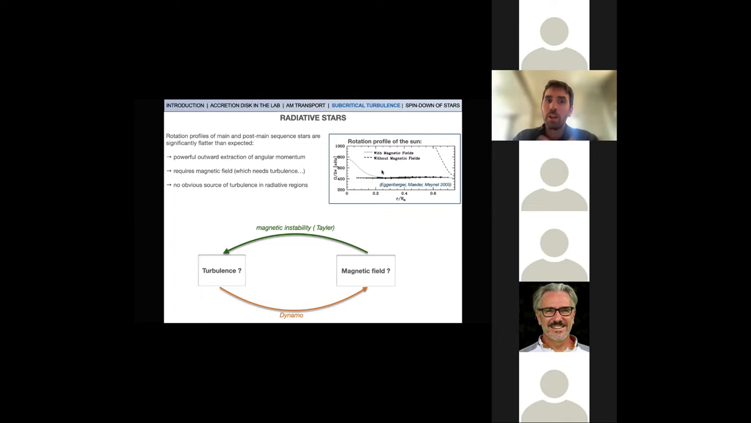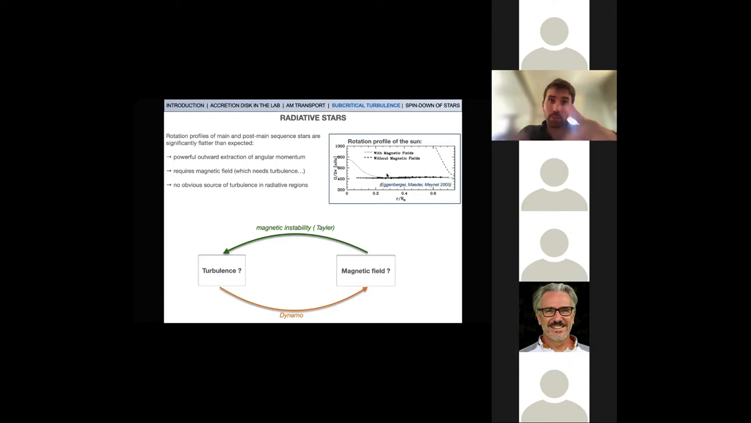Now, as I said just previously, there is this appealing scenario where people believe that the magnetic field could do the job. For example, if you have some magnetic field in your stellar evolution code, you get something much flatter, which fits the data much better. So we may have a magnetic field to do that. It's quite easy to understand. If you have a very strong magnetic field, you have some magnetic torque, which will apply some force on the radiative star, such that it spins down the inner part of the star.